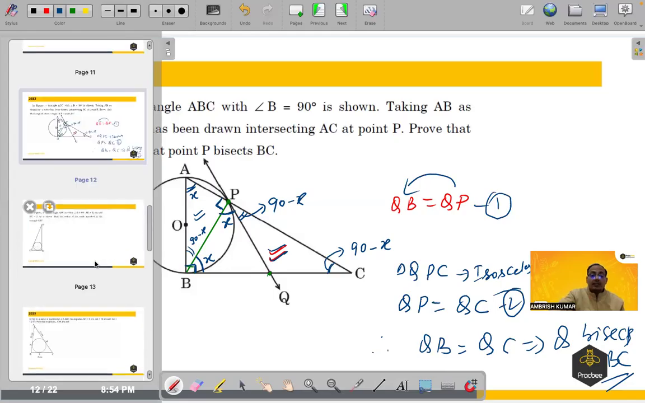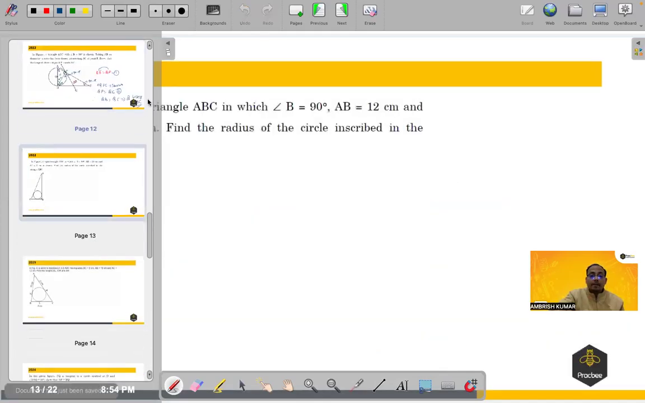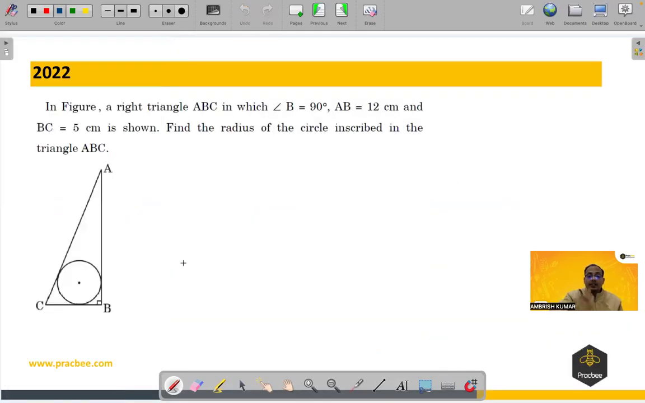Now going to the next question. So see this question, it's quite easy actually. In the given figure, it's a right angle triangle, right angle at B. AB is given to you as 12 centimeter and BC is given to you as 5 centimeter. Use the Pythagoras theorem, AC will be your 13 centimeter, right? Find the radius of the circle.